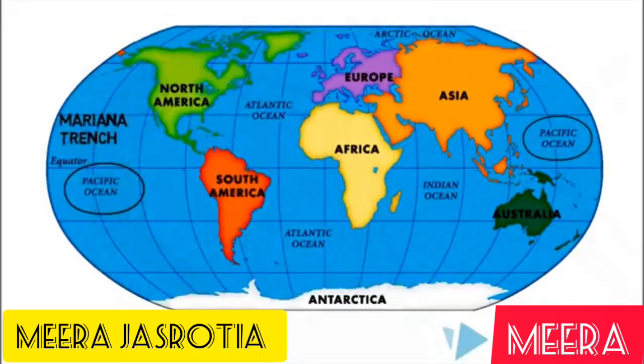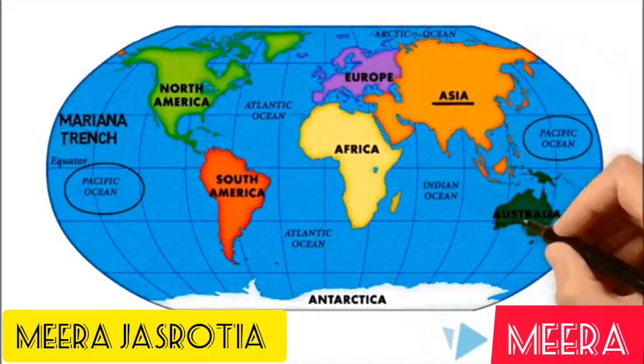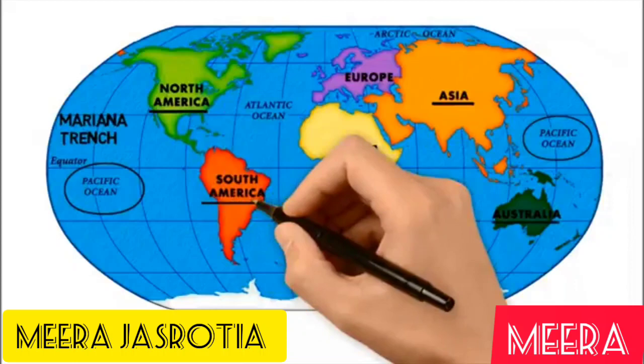Mariana Trench, the deepest part of the Earth, lies in the Pacific Ocean. The Pacific Ocean is almost circular in shape. Asia, Australia, North America and South America surround it.